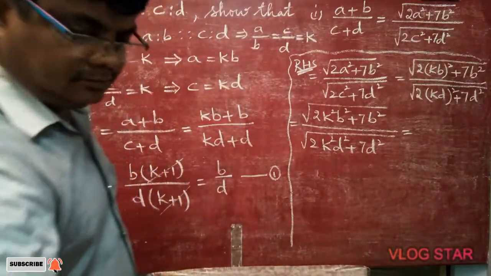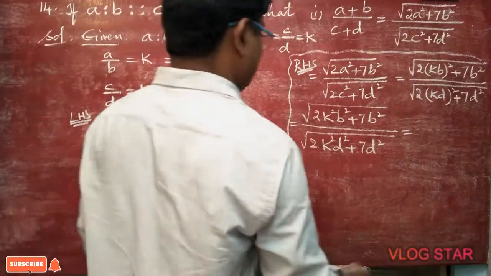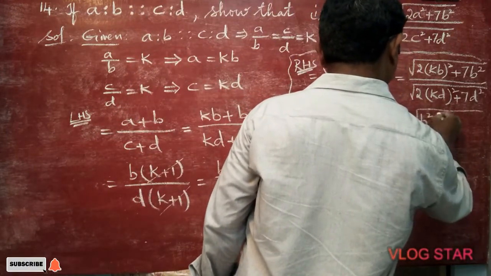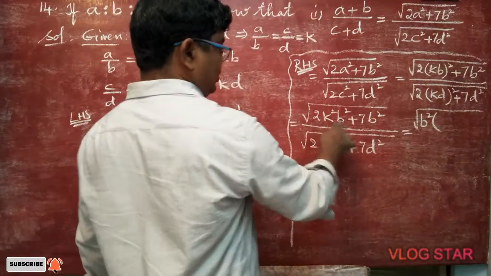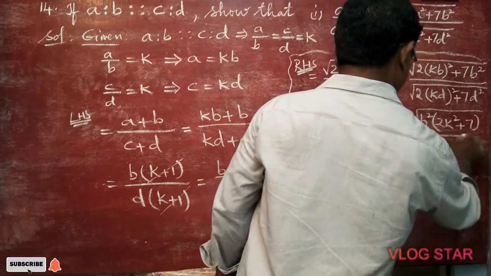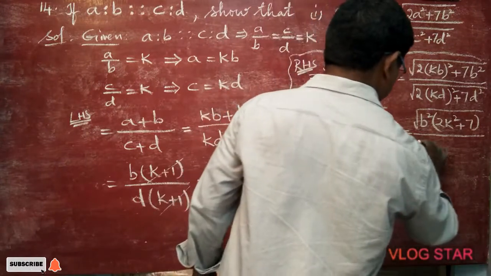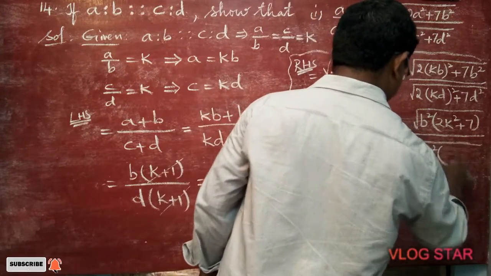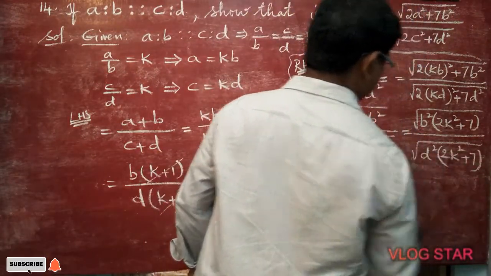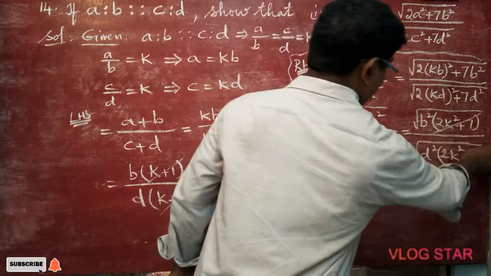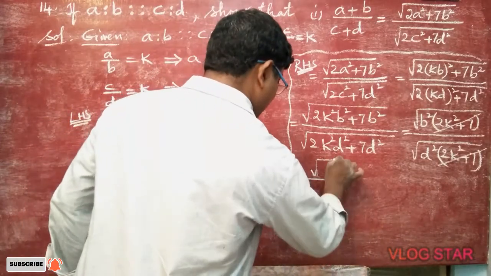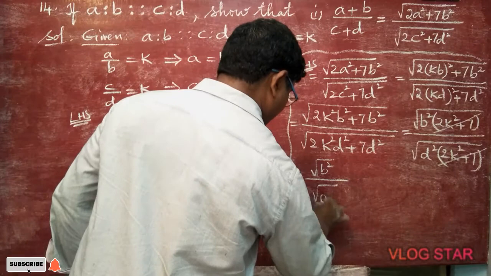What is there common? B square can be taken common. So square root of B square, if you take B square common, what is remaining? 2K square plus 7. Denominator, what you are taking common? D square, square root of D square, 2K square plus 7. Now numerator and denominator, 2K square plus 7, you can cancel. What is remaining? Square root of B square by square root of D square.